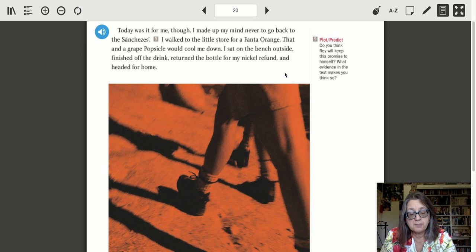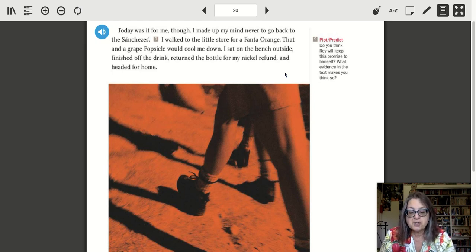You think Ray will keep his promise? What evidence in the text makes you think so? For me, he says, that was it for me. I know sometimes, you'll try and try and try, and then you finally realize this is never going to change. It's time for me to stop. So for me, I think he will keep his word.